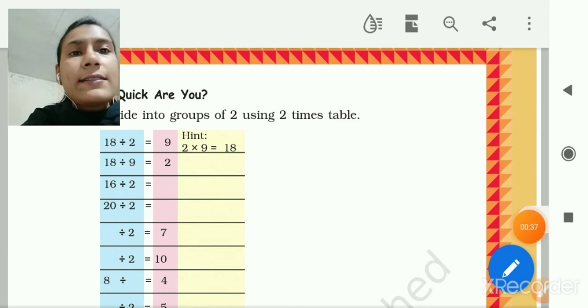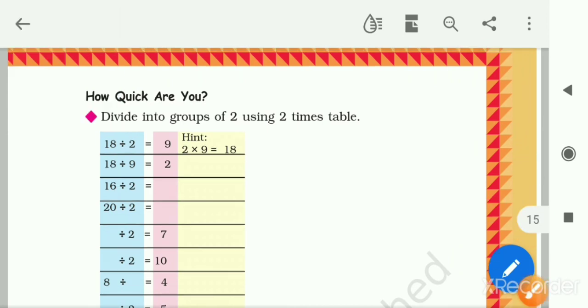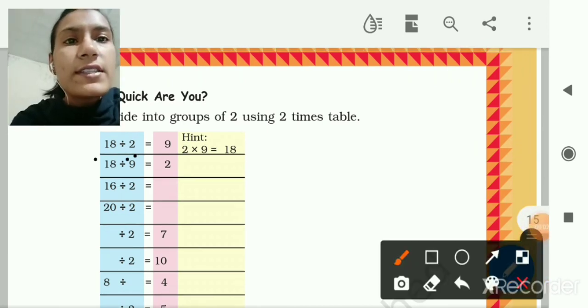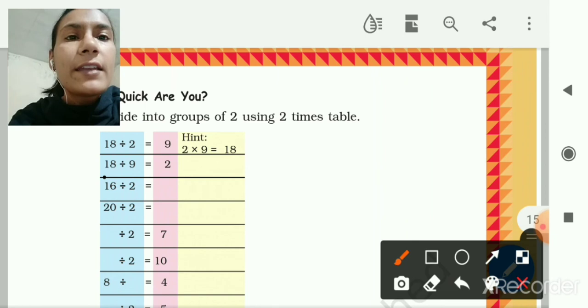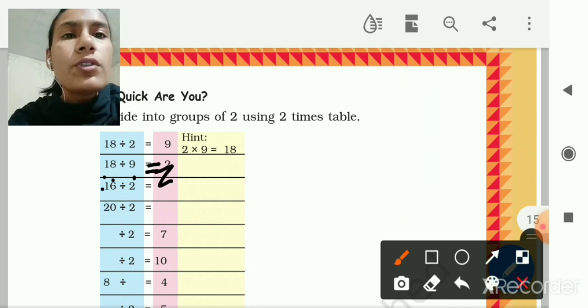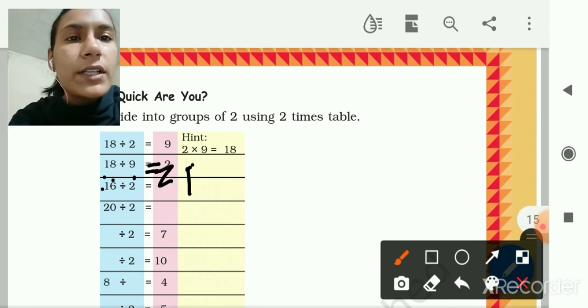Okay, let's see. So here 18 divided by 2 is equal to 9. So 9 2s are 18. So 9 plus 9 is equal to 18. So here you can write 9 multiplied by 2 is equal to 18.